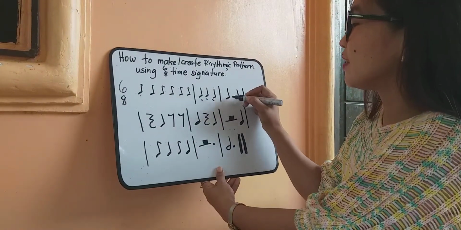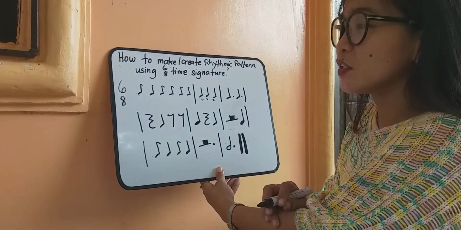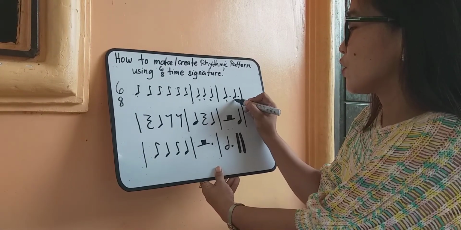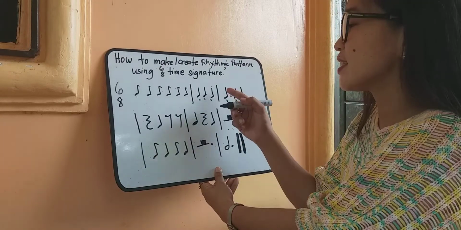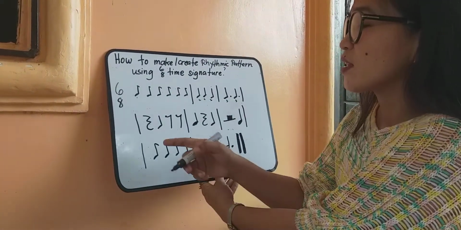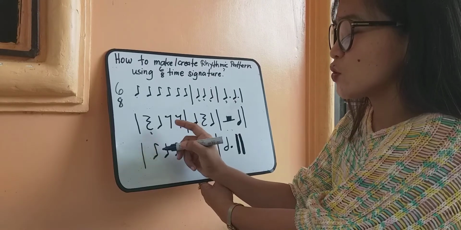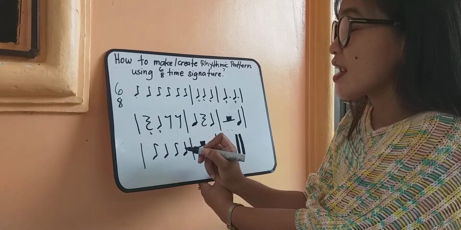And then, dotted quarter note. Ano ang value ng dotted quarter note sa 6/8? 3 counts. So, 3 counts, a total of 6 counts. So, ganun lang. And then, that quarter rest is 2 counts. Quarter note is 2 counts.